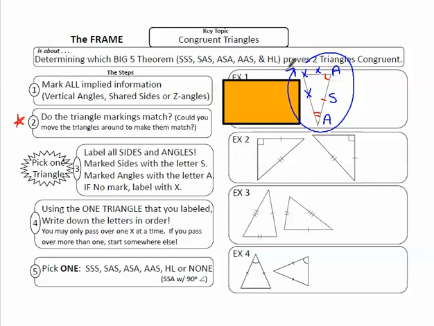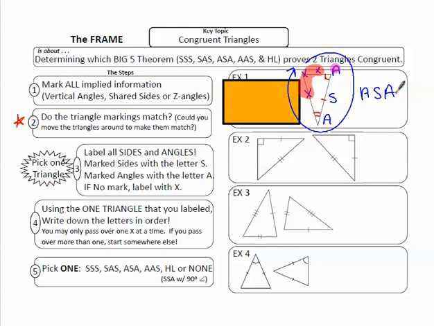How about the letter A? I should probably start there because I can't cross over these 3 X's. That's no man's land. That's like a big wall. I can't get through it. So if I start here, what 3 letters do I write down? A, S, A. And that's how I know that the triangles are congruent.